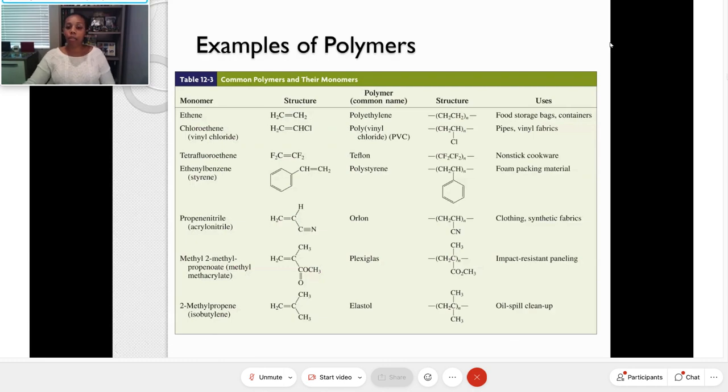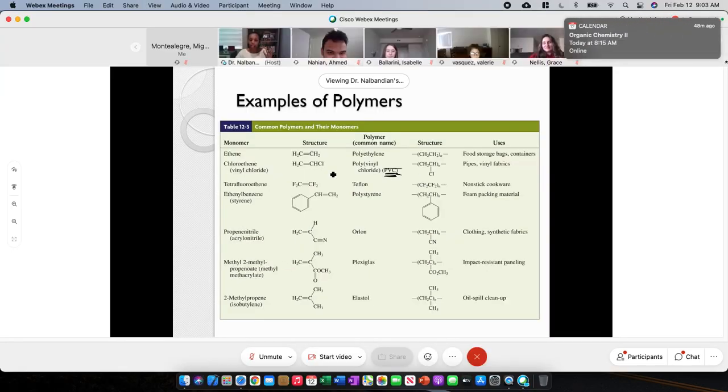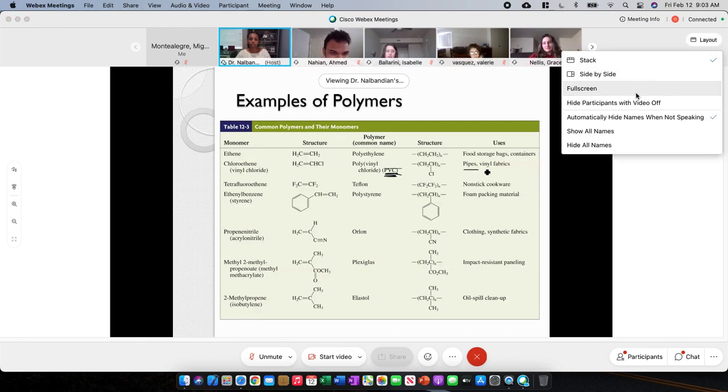Let's look at some polymers. You know a lot of these. So polyethylene, this is used for food storage bags, containers also. So think about Ziploc bags, polyethylene. PVC piping. Some fabrics are made out of PVC. You've heard of vinyl flooring. Vinyl flooring has this kind of PVC in it, or other kinds of vinyl groups. But we have PVC pipes and vinyl fabrics.